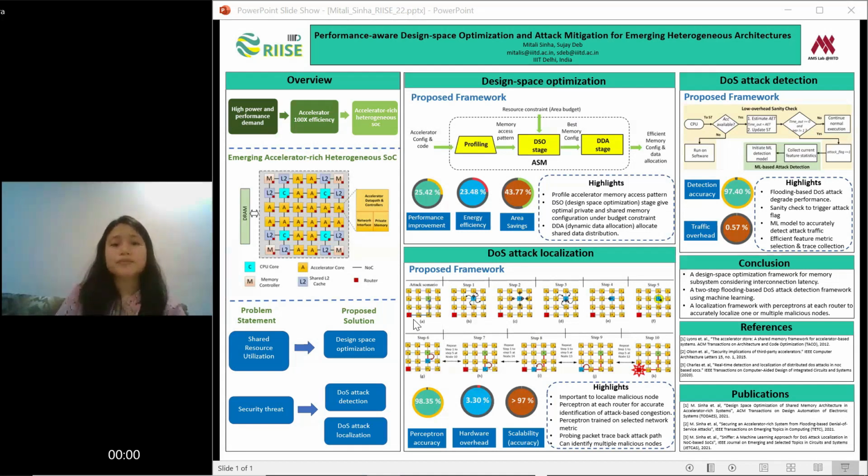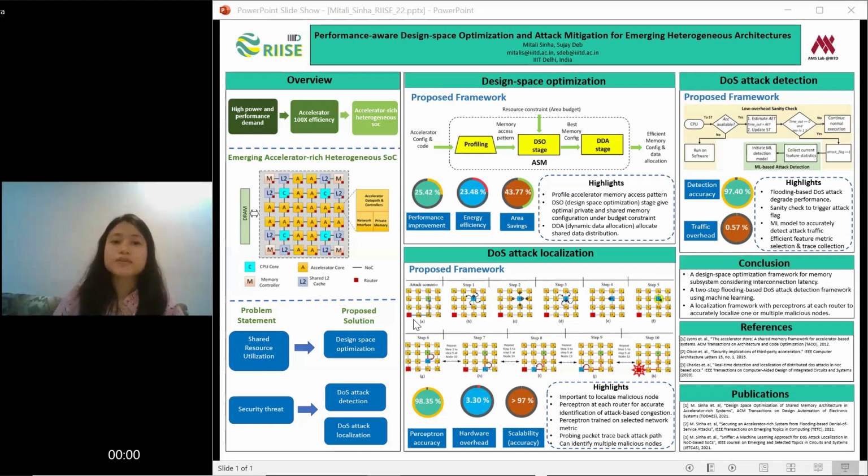This memory system configuration is then given as an input to the DDA stage, which performs the dynamic data allocation over the shared data distribution. By performing these stages, the proposed framework gives us an efficient memory configuration and data allocation.